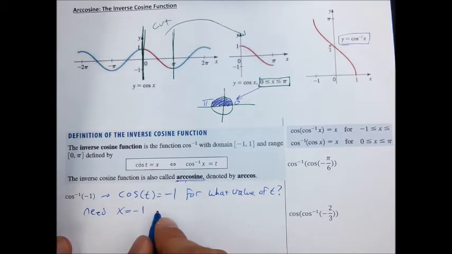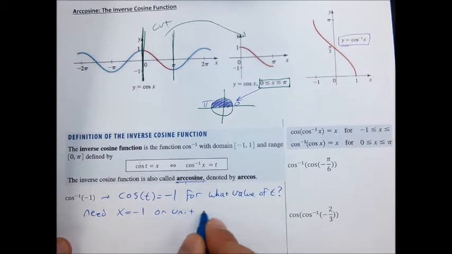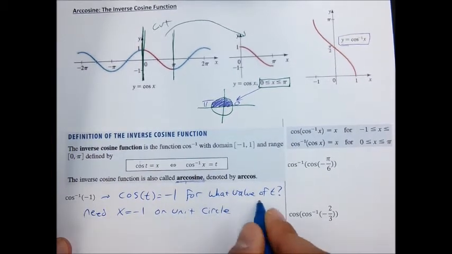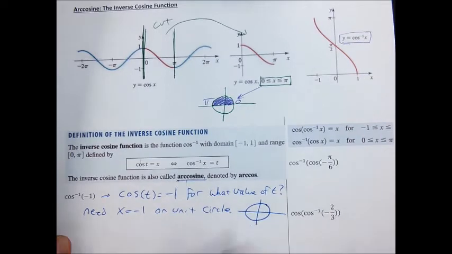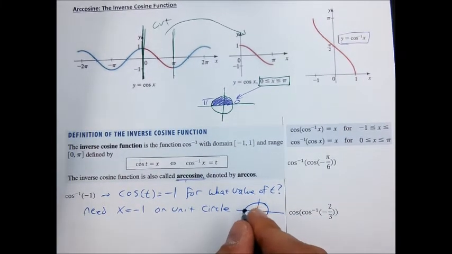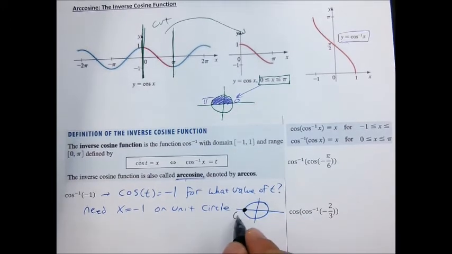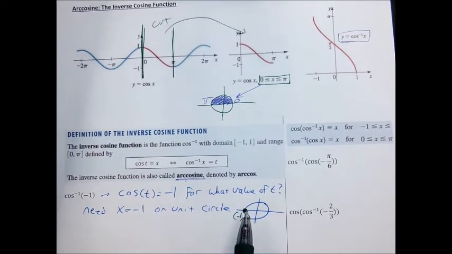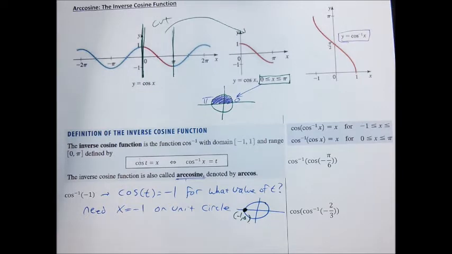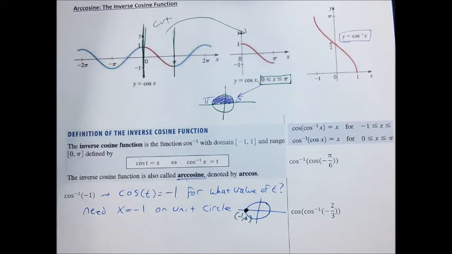And so that happens on the unit circle, over on the left-hand side of it, right? Yeah, at pi, very good. It happens right here. That's the point -1, 0. And so this is the point where the x value is -1. It's the only point where the x value is -1 on the unit circle.